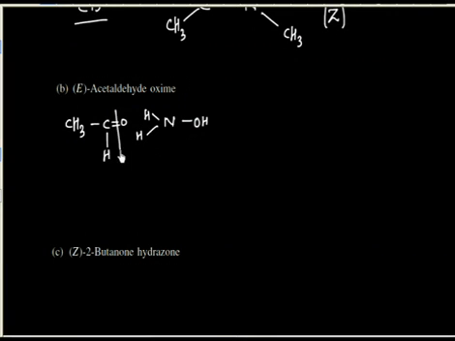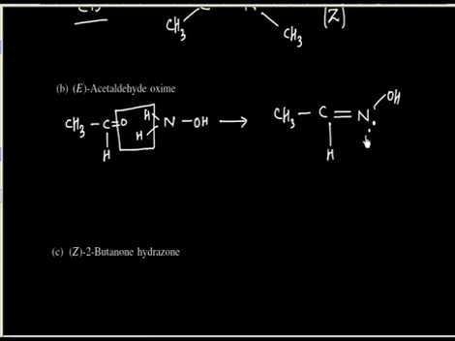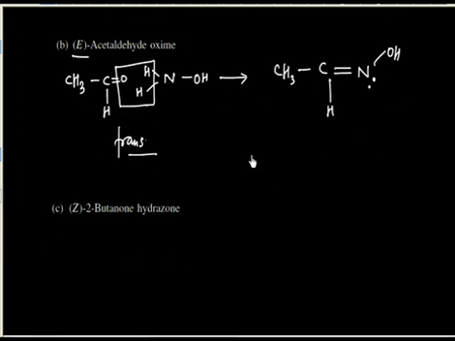So if I remove H2O, I will get acetaldoxime. Acetaldoxime is CH3C double bond NOH, and here you have a hydrogen, and here you have a lone pair. Now you have to write E, that is trans. So you have to write the trans isomer of this compound. This means two same priority groups should not be on the same side this time.